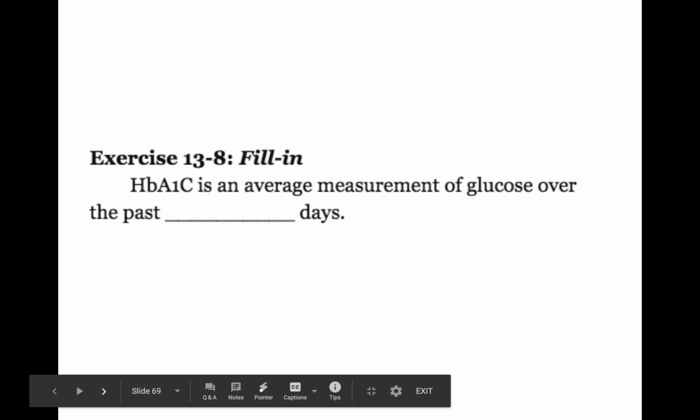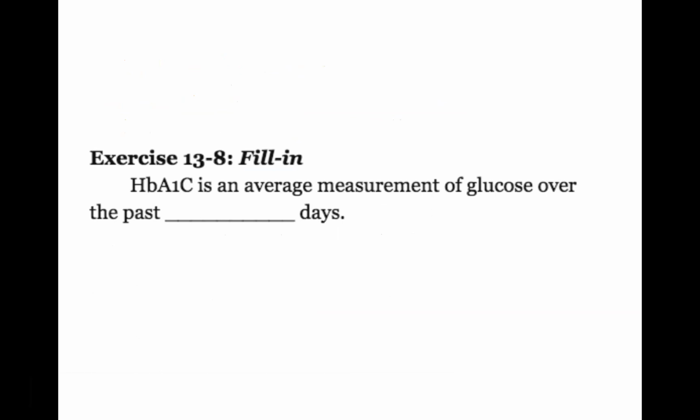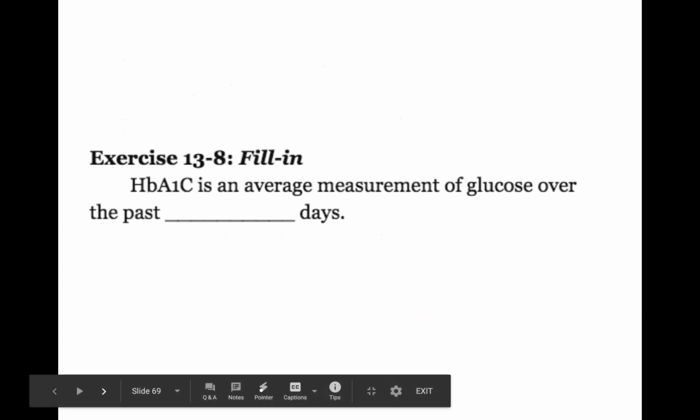The A1C is an average measurement of the glucose over the past how many days? So your 3 months, to think about your red blood cells.